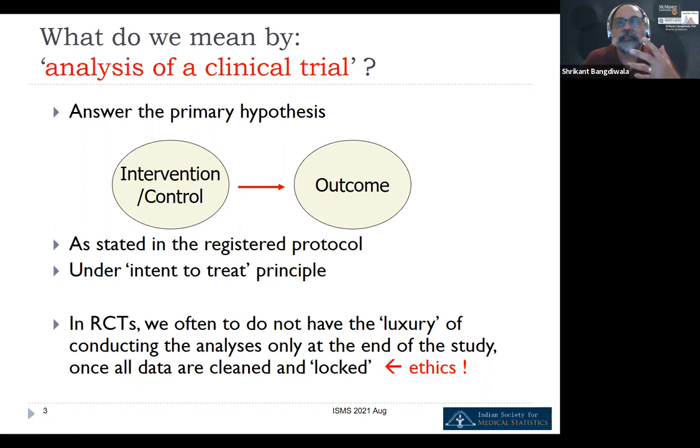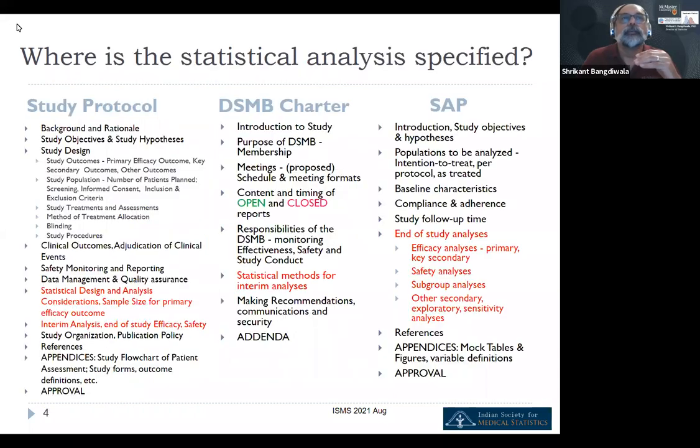So how do we specify this analysis? Where do we specify it? There's actually 3 different places and 3 documents that contain information about the statistical analysis. So when we develop the study protocol early on, before we even actually have the first patient, we have already developed the study protocol. In the study protocol, there's all sorts of sections about describing the study, the design, etc. But there is a section on statistical design analysis considerations.